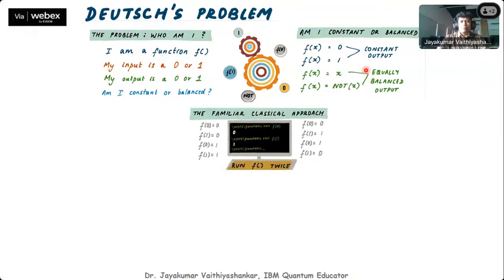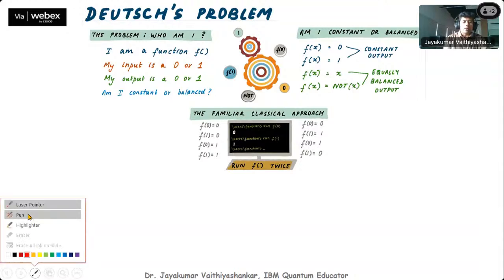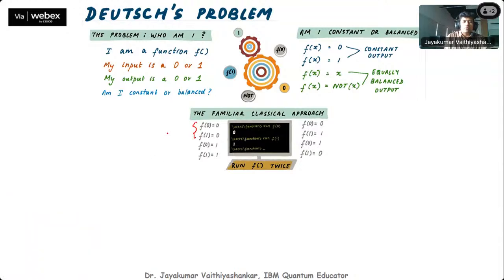In classical, how do we approach this? Suppose you give f of 0, it yields 0. Suppose you give f of 1, it yields 0. If you run it twice, then you can say this function is constant. Suppose you give f of 0 equal to 1, and the next time you change the input, f of 1 equal to 1, the output remains the same, then it is also a constant function.